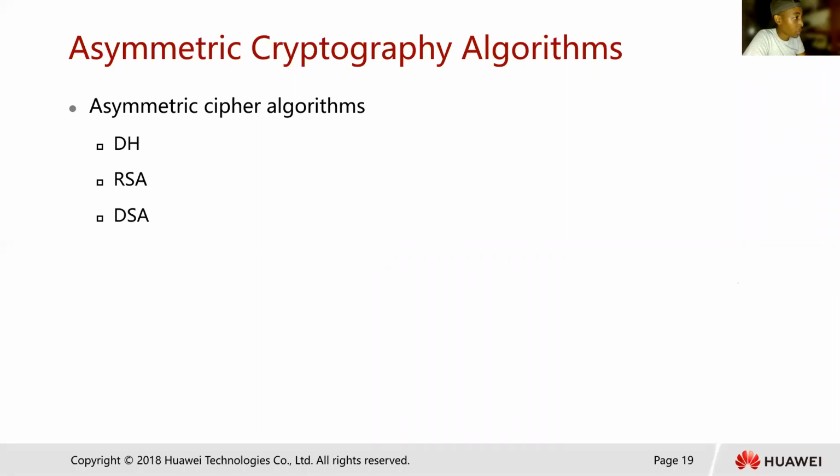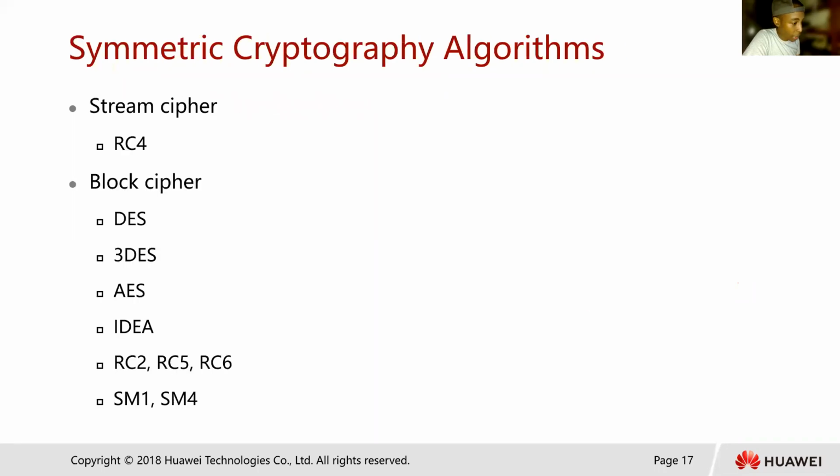So DH stands for Diffie-Hellman, right? And the other one is, we already said Ron Rivest, Adi Shamir, and Len Adleman. Then DSA is digital signature algorithm, right? Yes. So those are the asymmetric.